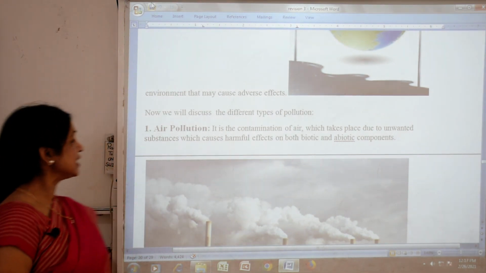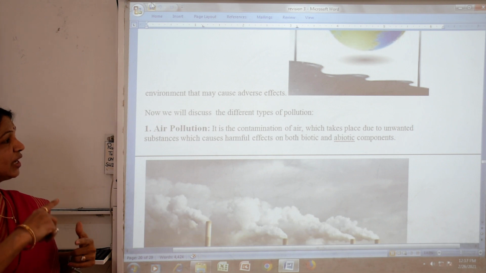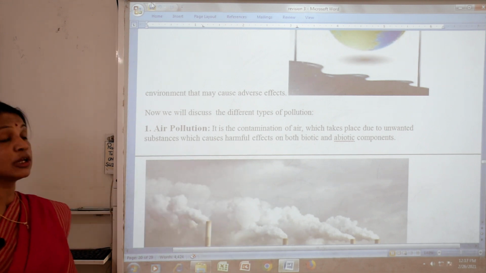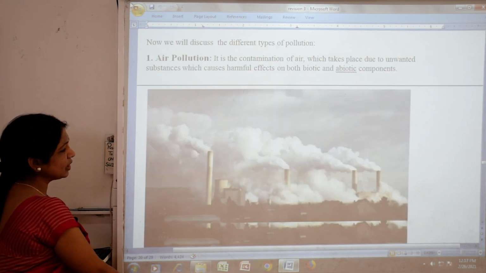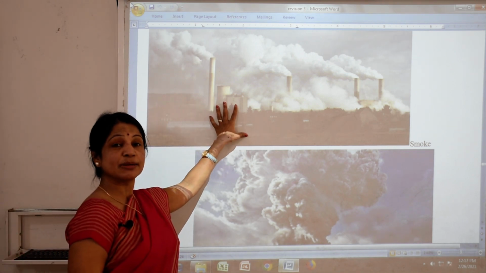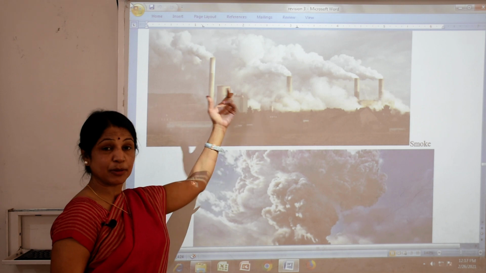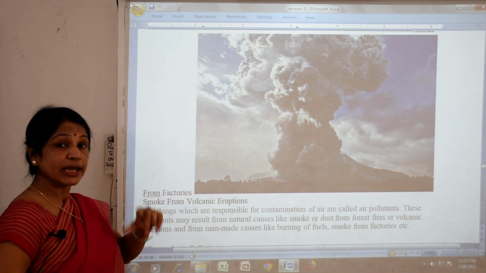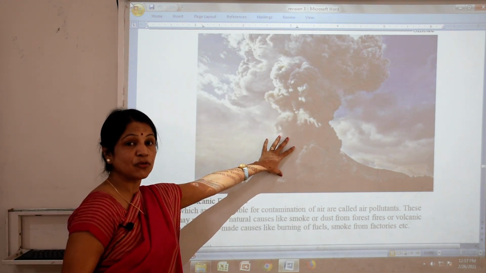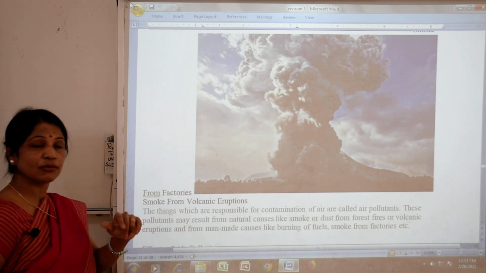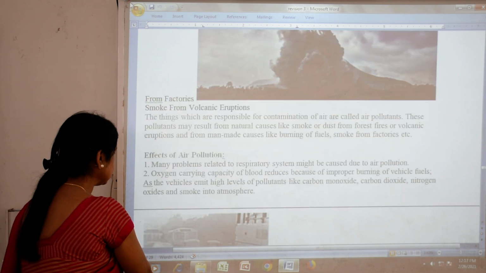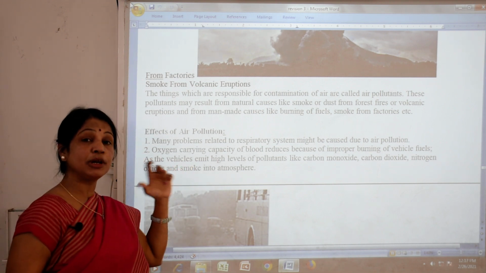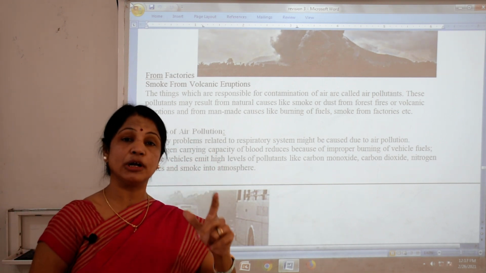Air pollution. We are going to see air pollution. It is contamination of the air which takes place due to unwanted substances which cause harmful effects to both biotic and abiotic things. What are biotic and abiotic? That we are going to see. Industries discharge various types of harmful gases that mix into the environment and create various types of air pollution. This is also an example of air pollution, and it is hazardous for our health. The factories releasing smoke and volcanic eruptions are also responsible for the contamination of the air. These are called pollutants.